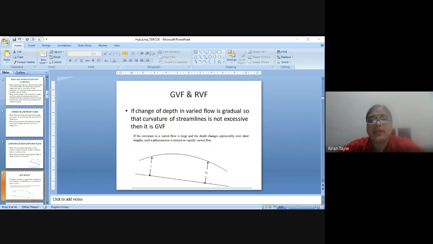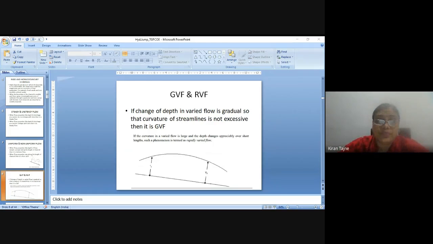In the figure, the water surface profile of gradually varied flow is shown, where y1 and y2 are the depths at sections 1 and 2 respectively. In gradually varied flow, loss of energy is essentially due to boundary friction. Therefore, the distribution of pressure in the vertical direction may be taken as hydrostatic.